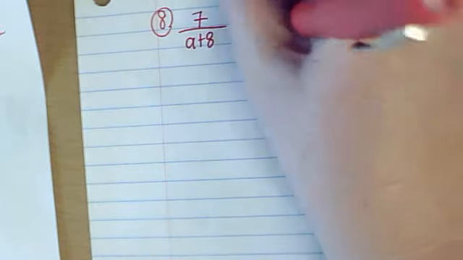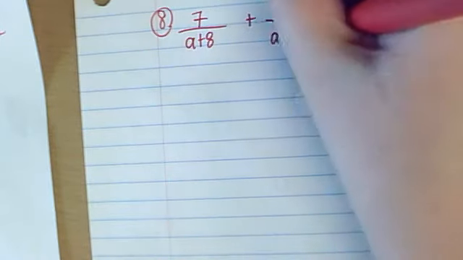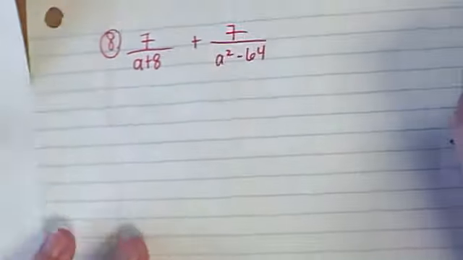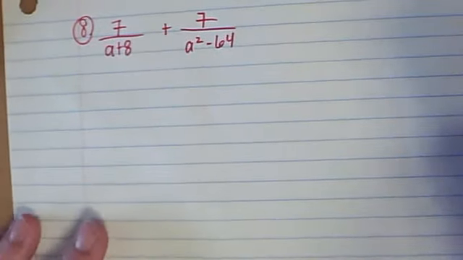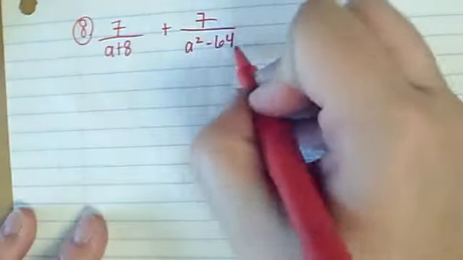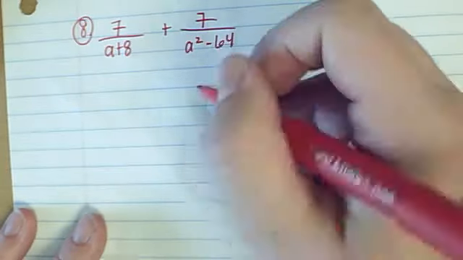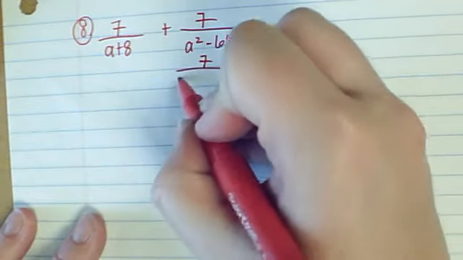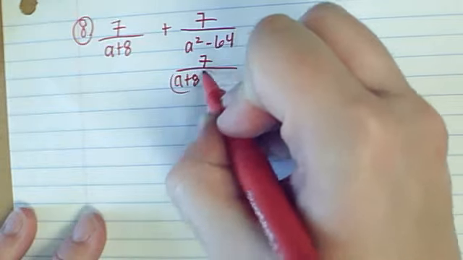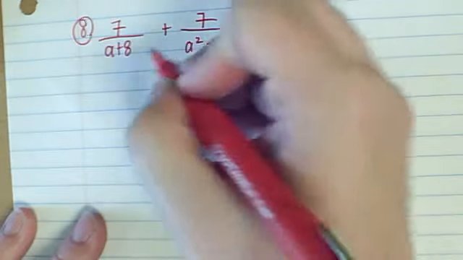Okay, number 8, I'm going to go ahead and do on notebook paper. I start off with 7 over a plus 8 plus 7 over a squared minus 64. Alright, so as always, we're going to factor first. So the only thing I can factor is the denominator of the second fraction. So I end up with a plus 8 and a minus 8.